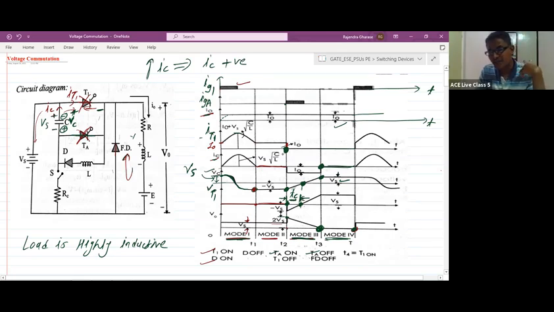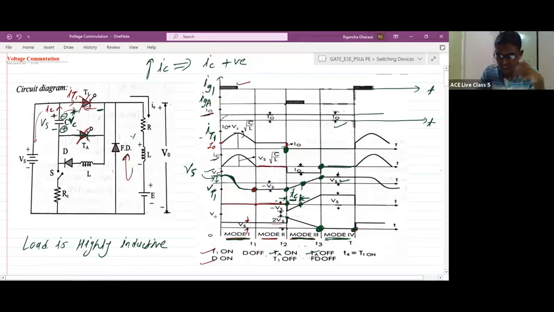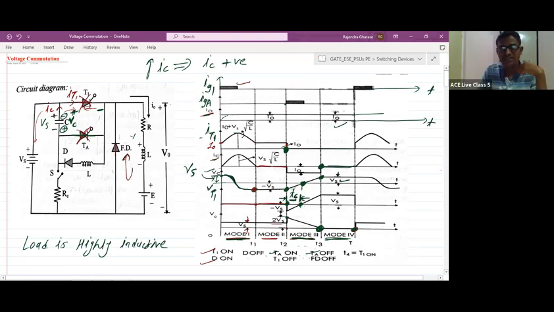After that, what is the second requirement for commutation? We need to maintain the reverse voltage. So we need to check VT1, that is the voltage across thyristor T1. From this point to this point, we are having the reverse voltage. So that's why this is TC. TC is the time for which the reverse voltage appears across the SCR, but that time starts only from when the thyristor current becomes zero. Are you getting the point?